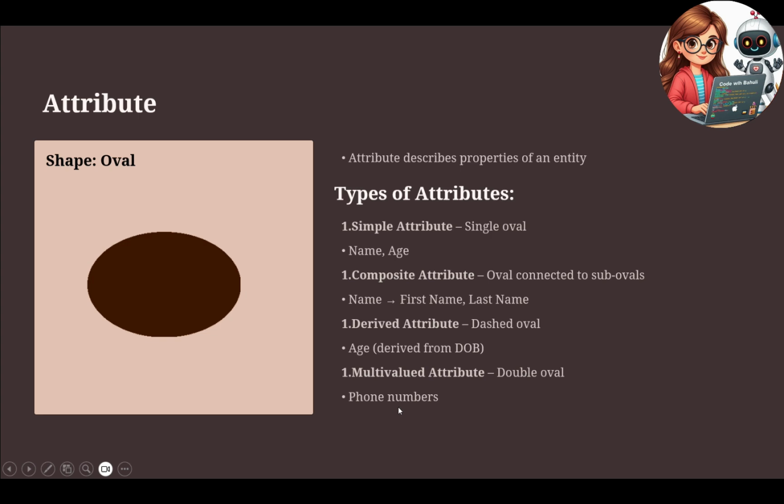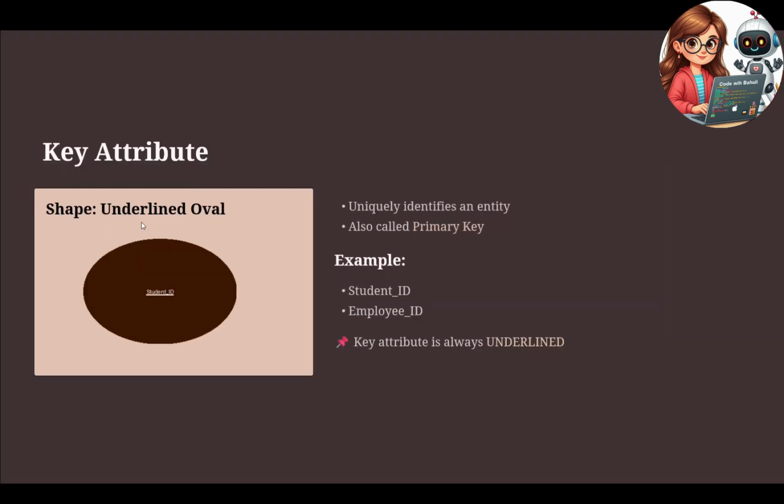Okay, so a key attribute is an underlined oval. It uniquely identifies an entity, also called the primary key. As I said, it would be different for every entity, like student ID, employee ID. So the key attribute is always underlined. This is an important point while drawing an ER diagram. You need to underline the primary key.